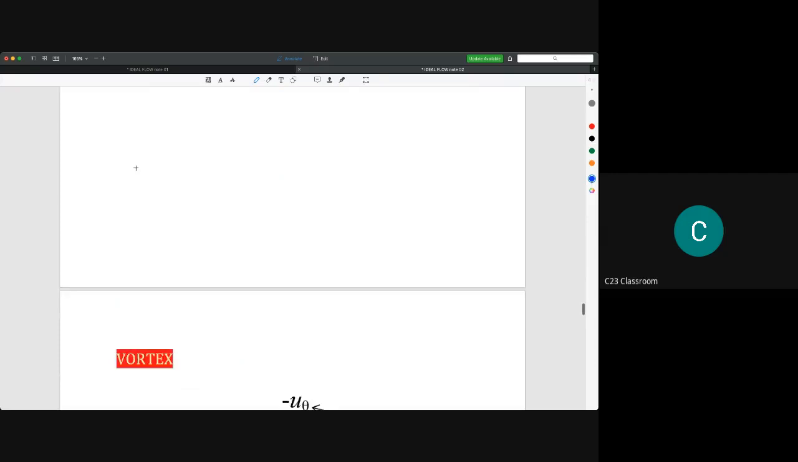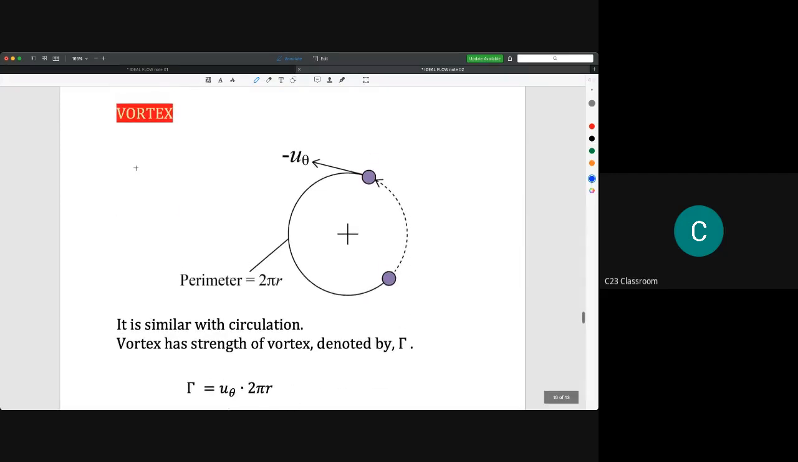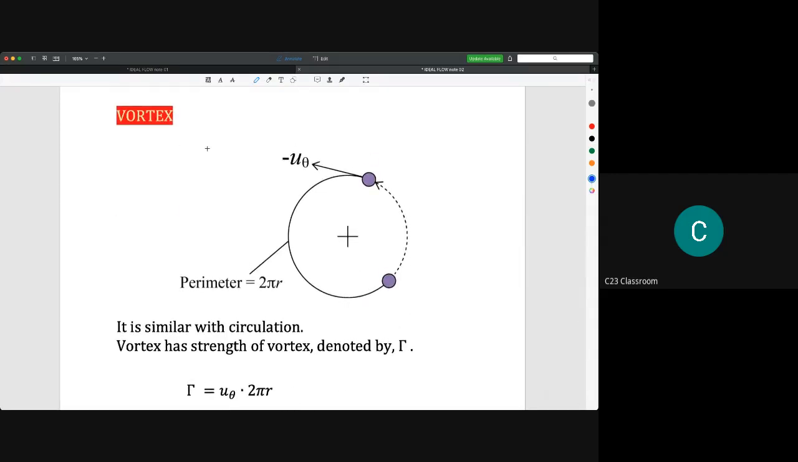And then I would like to show here about vortex. Because right now we don't have any analysis or any representative for u theta. In linear flow, for sure there is no u theta because the motion is in a straight line. In source and also in sink, we assume the movement is only on the radial axis, so it still does not have any u theta.